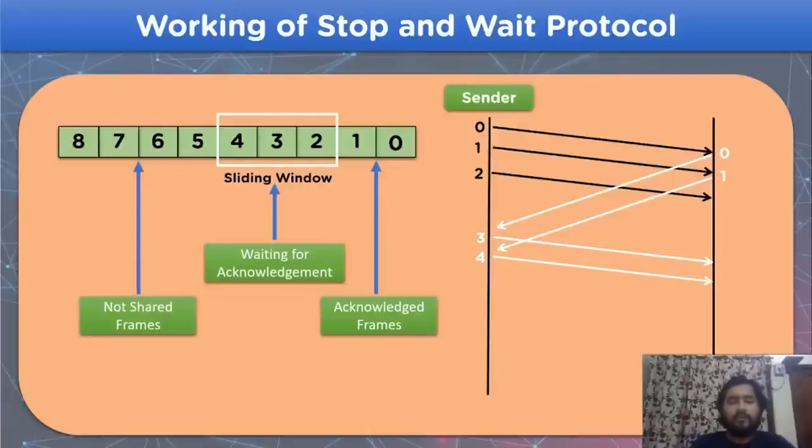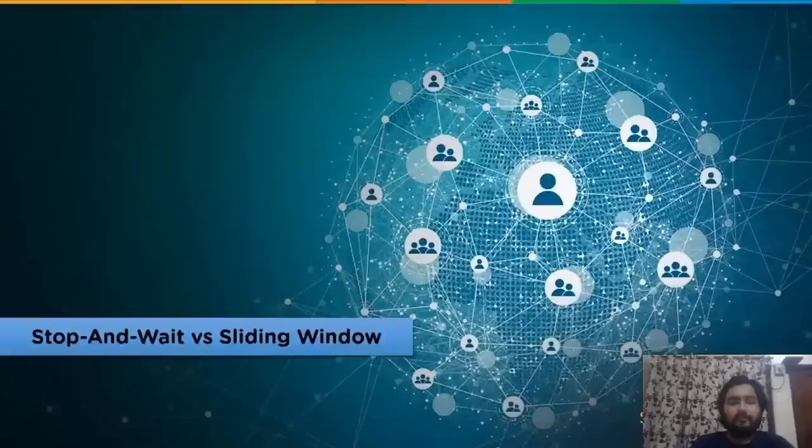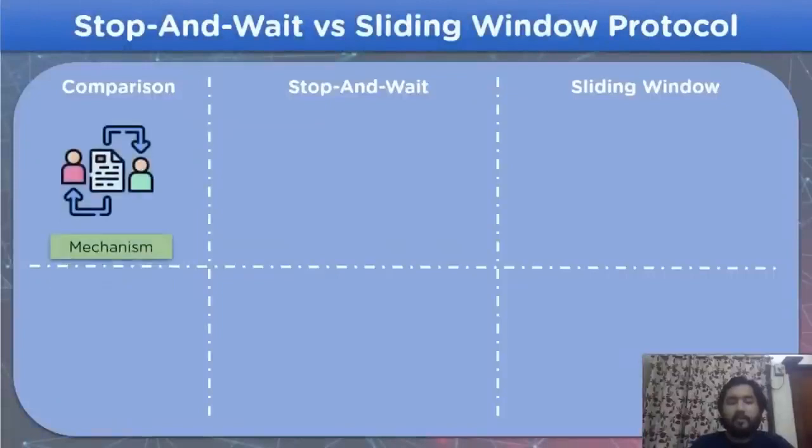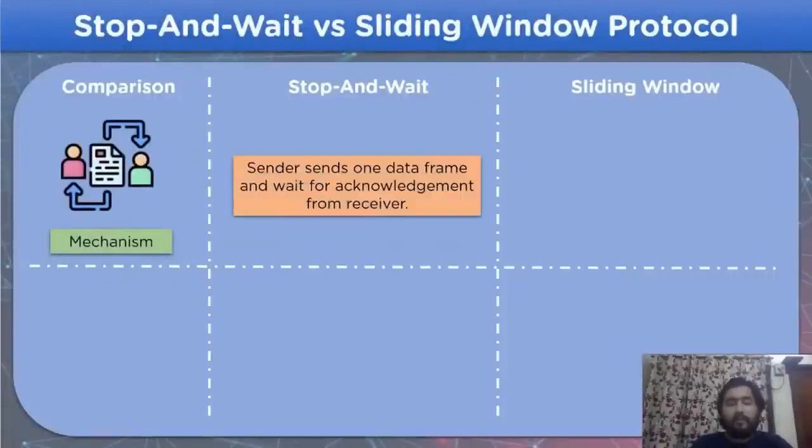Now let's move on to the next heading for the session. Difference between stop and wait protocol and sliding window protocol. The first comparison is on the basis of working mechanism, where the stop and wait protocol is designed to send the data frame one at a time and wait for the receiver to send the acknowledgement to share the next frame.